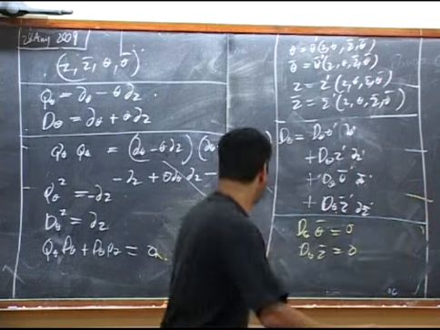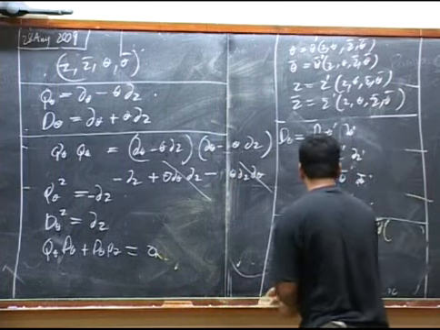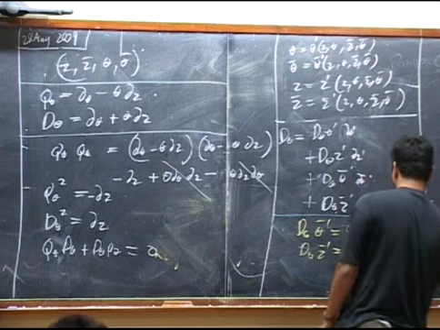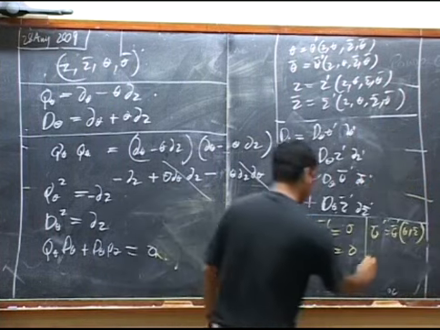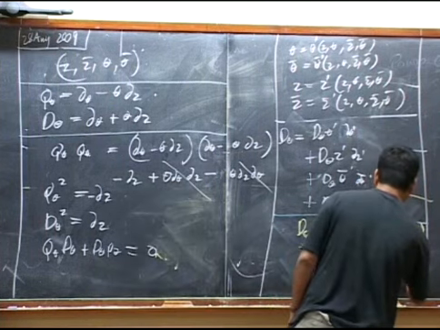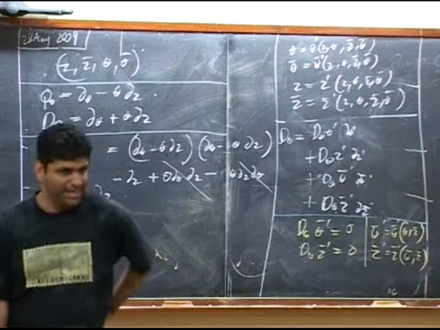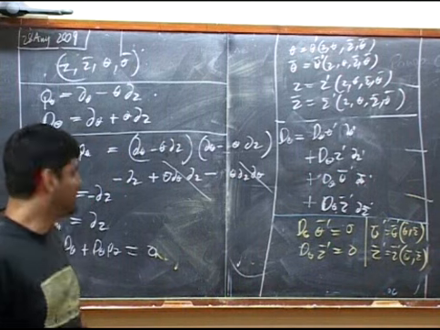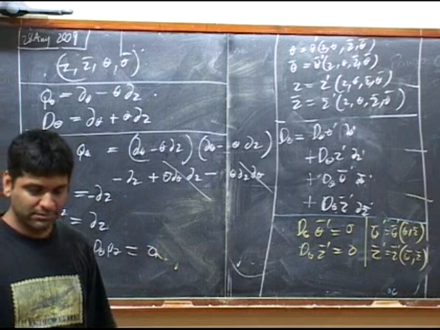Okay? So this tells us that theta bar prime is a function of theta bar and z bar. Theta bar prime is equal to theta bar prime of theta bar and z bar. And similarly for z. Z bar prime is equal to z bar prime of theta bar and z bar. And of course the same things for the whole of the equation.